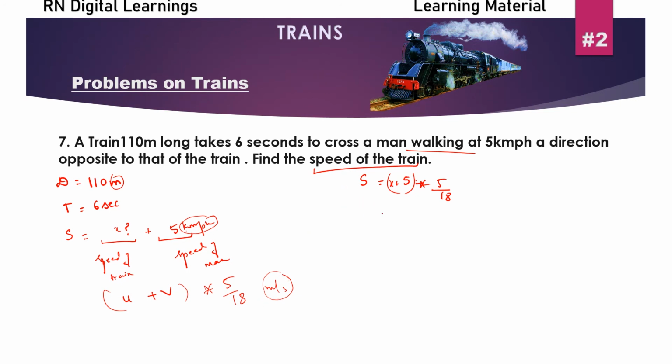Now time is equal to distance by speed. What is the distance? 110. And what is the speed? x plus 5 into 5 by 18. Now what is the time given? Is equal to 6. T value is 6.